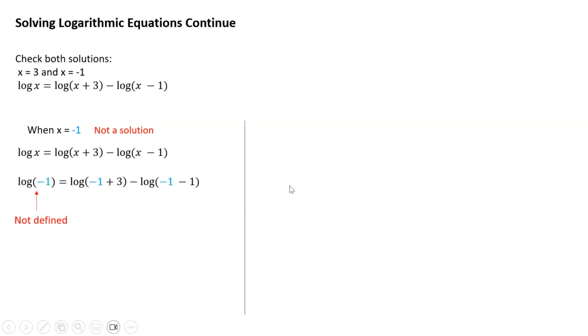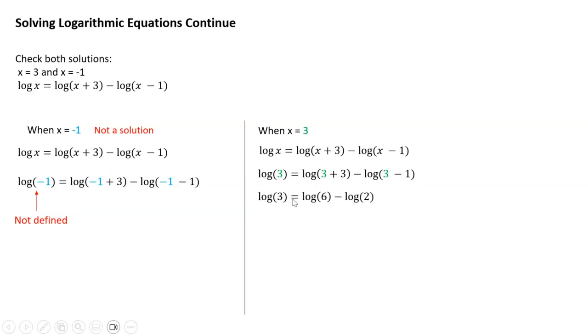Now let's plug in the 3. This will give us log of 3 on the left side. On the right side, log of 6 minus log of 2. You can actually put this in the calculator, guys, if you want. And this should be the answer to both sides. But you can also do it by applying some of the logarithmic properties.